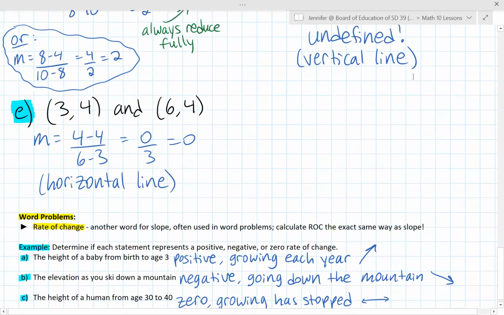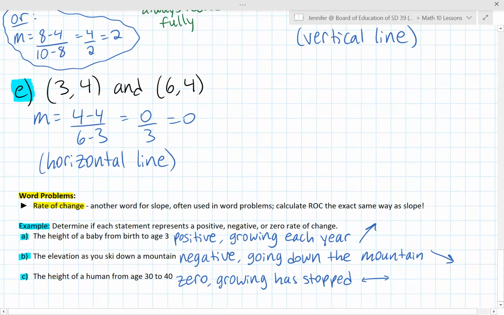To end off this lesson, we'll just talk about word problems, and this is where rate of change comes into play. Rate of change is just another word for slope. They are the exact same thing, slope and rate of change. If you think about what that means, it's like how much is something changing? What rate is something changing at? The place where we see this more often is in word problems, but you just calculate the rate of change the exact same way as you would calculate slope. When you come across problems like find the rate of change from this graph, just calculate the slope.